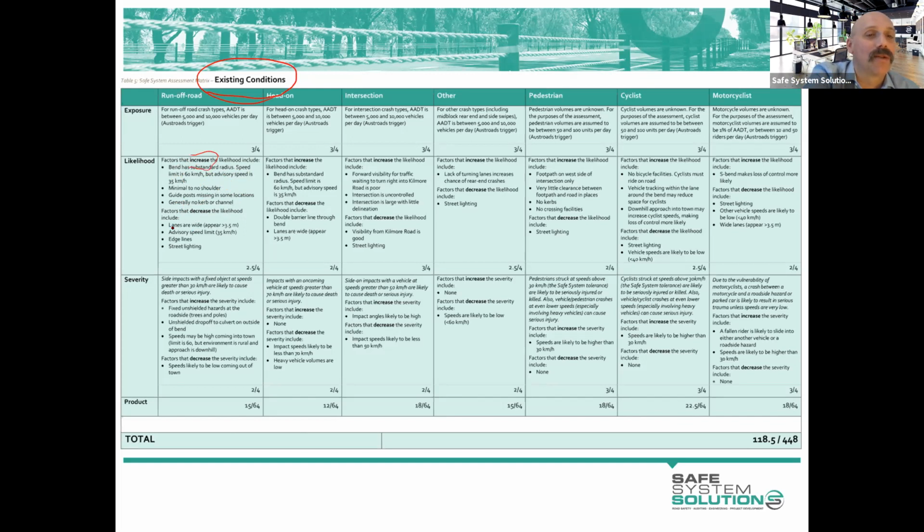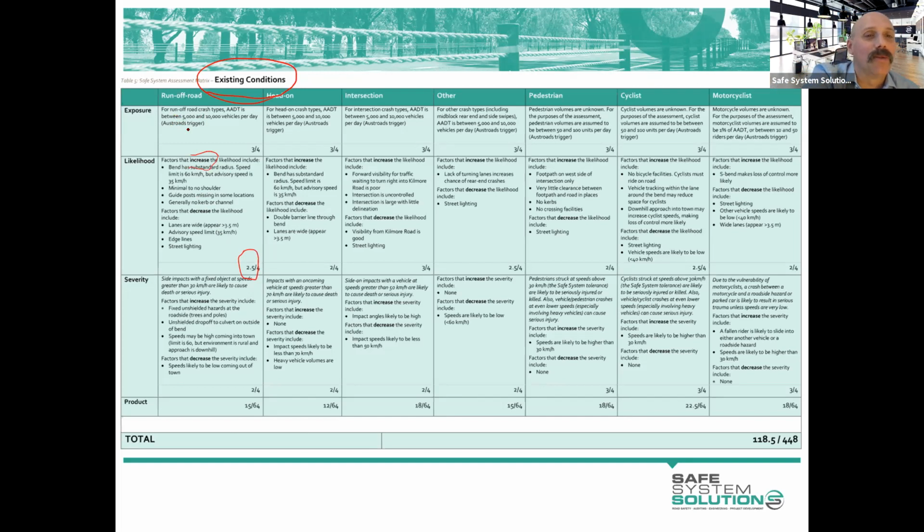What's going to decrease the score? Lanes are wide, appear to be greater than 3.5. Advisory speed limit is in play. There are edge lines, and there's street lighting. So you factor those in, you look at it, you ponder it, and compared to other intersections in the area and across, we're going to make that 2.5. So that's the likelihood one.